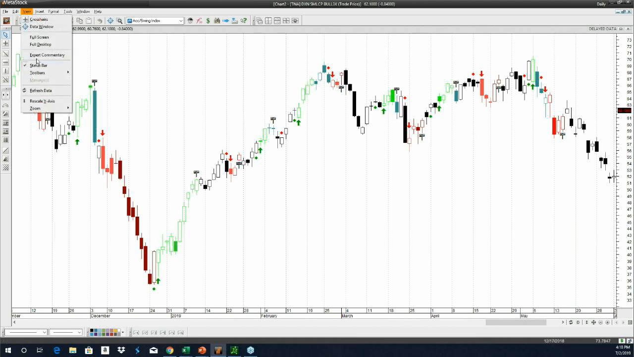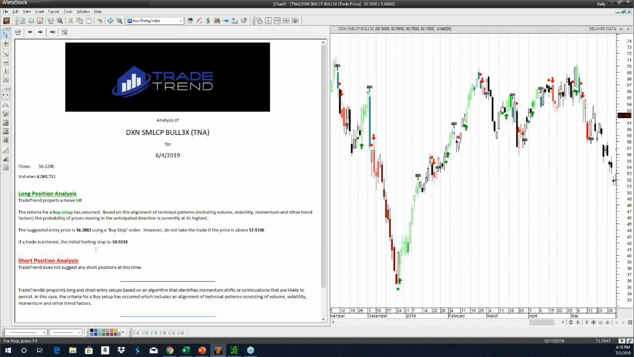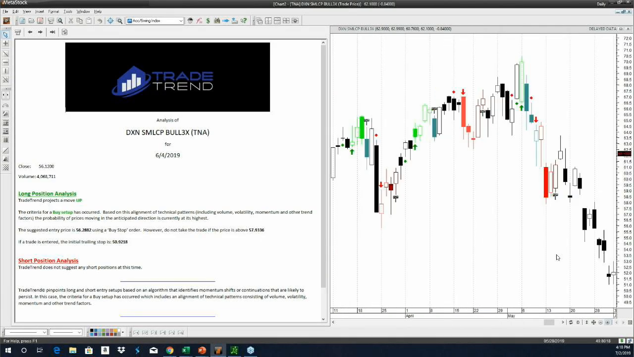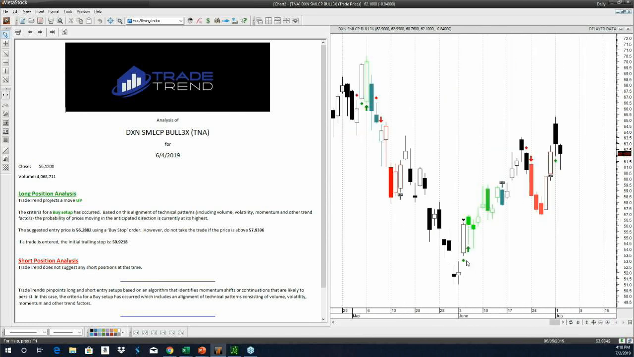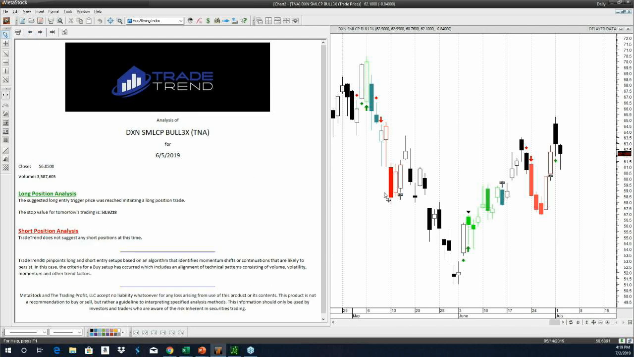But again, that's all explained here in the expert commentary. So I'll kind of show you what that looks like. We'll go back to this long setup that we were looking at on June 4th. So you'll see as I arrow forward, and this is one of the things I really love about Metastock, is you can go back and look at all these expert commentaries at any point in the past. And all I'm doing here is fast forwarding one day at a time.